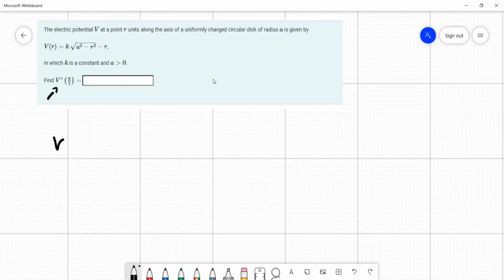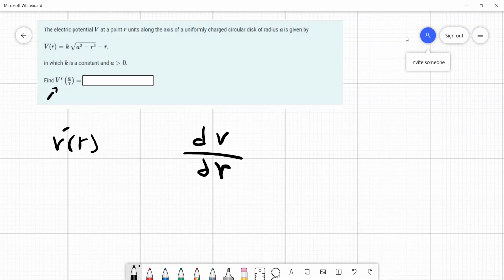So there are two ways to denote this. First way is, we want the derivative of the equation with respect to r. The second way to denote the derivative would be dV/dr. So they are saying the same thing. This one is saying taking the derivative of the equation V with respect to r. And this one is also saying the same thing, so taking the first derivative with respect to r.